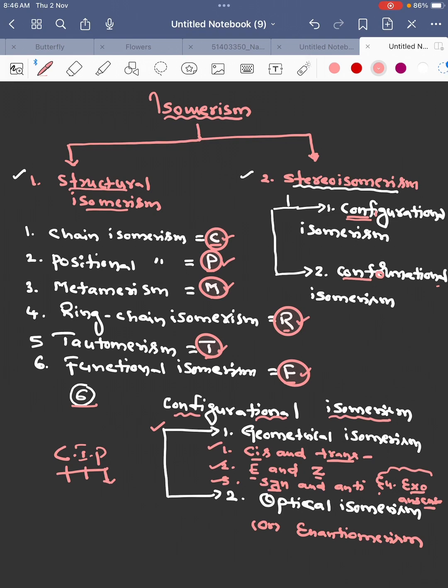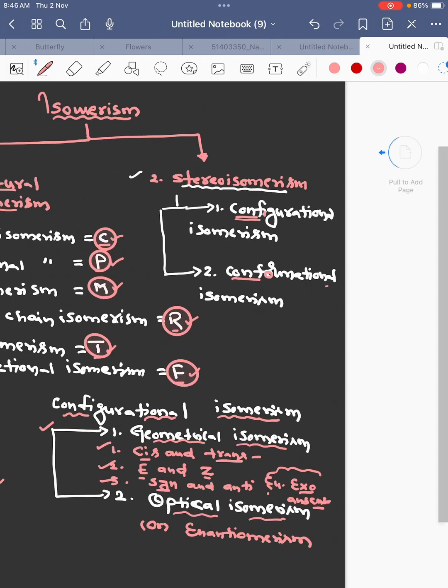Again, the following types are the geometrical isomerism. Second part is optical isomerism. So geometrical isomerism again: cis and trans, E and Z system of nomenclature, syn and anti, and the fourth one is E and N isomerism. Let us see what is the chain isomerism.